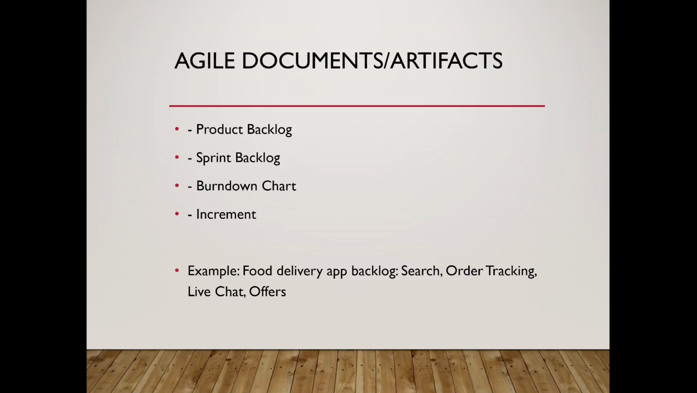Now, Agile doesn't emphasize heavy documentation, but it does have artifacts. I repeat, it does not emphasize heavy documentation, but there are documents: the product backlog, sprint backlog, burndown chart, and increments, which are the working products at the end of each sprint. Take a food delivery app, for example. Your backlog could include features like search, order tracking, live chat, and discount offers. The team picks a few of these for each sprint.